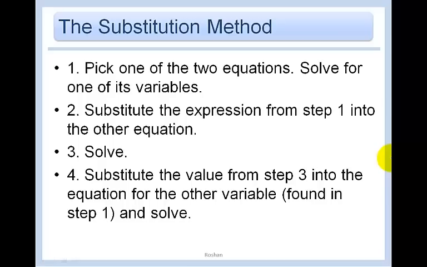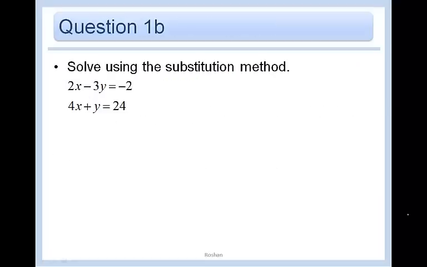So in summary, the substitution method is where you pick one of the two variables and solve for one of its variables. Usually I solve for y. Substitute the expression from step 1 into the other equation, which is what I just did. Instead of y, I put in all x stuff. Then you solve that equation, and then you substitute the value from step 3 into the equation from the other variable, which you found in part 1 where you solve for y, and you solve it. So those are kind of your steps. Let's go ahead and do one more using the substitution method.